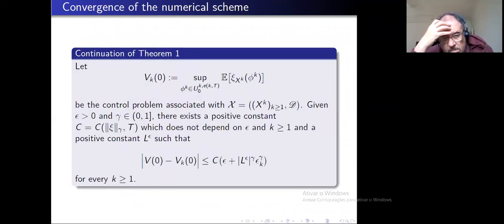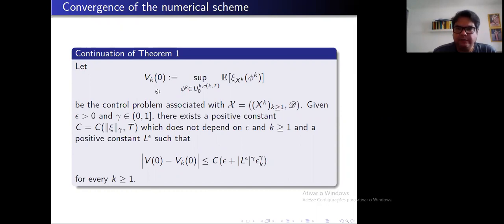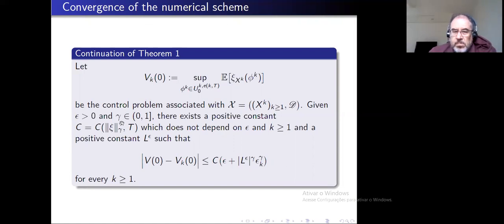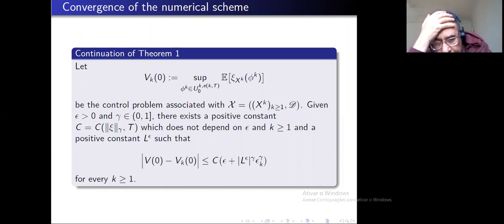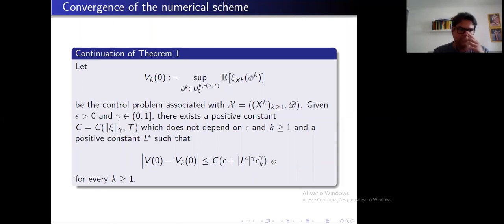Okay, continuation of theorem 1. I consider the initial condition of the discrete value process, which is the sup of this family of expectations. And we get a rate of convergence. There exists a constant c, which does not depend on epsilon and k. I give an epsilon bigger than 0, and gamma is the Hölder parameter of the payoff. What we get is this rate of convergence, with a constant which depends on epsilon, and epsilon k, the sequence of my Brownian motion discretization, to the power of gamma. So this is the first result.